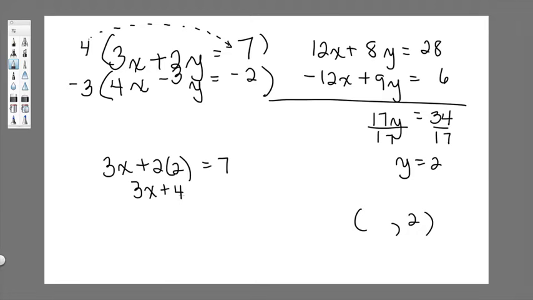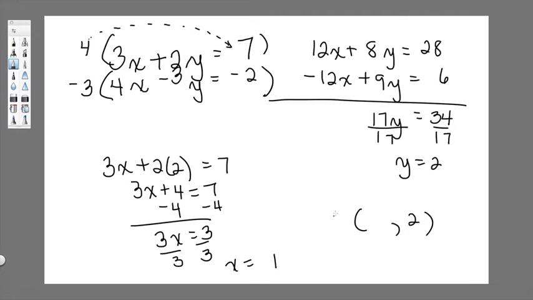3x plus 4 equals 7. Subtract 4 from both sides, so I get the x by itself. 3x equals 3. Divide both sides by 3, so x is equal to 1. And that was my answer.